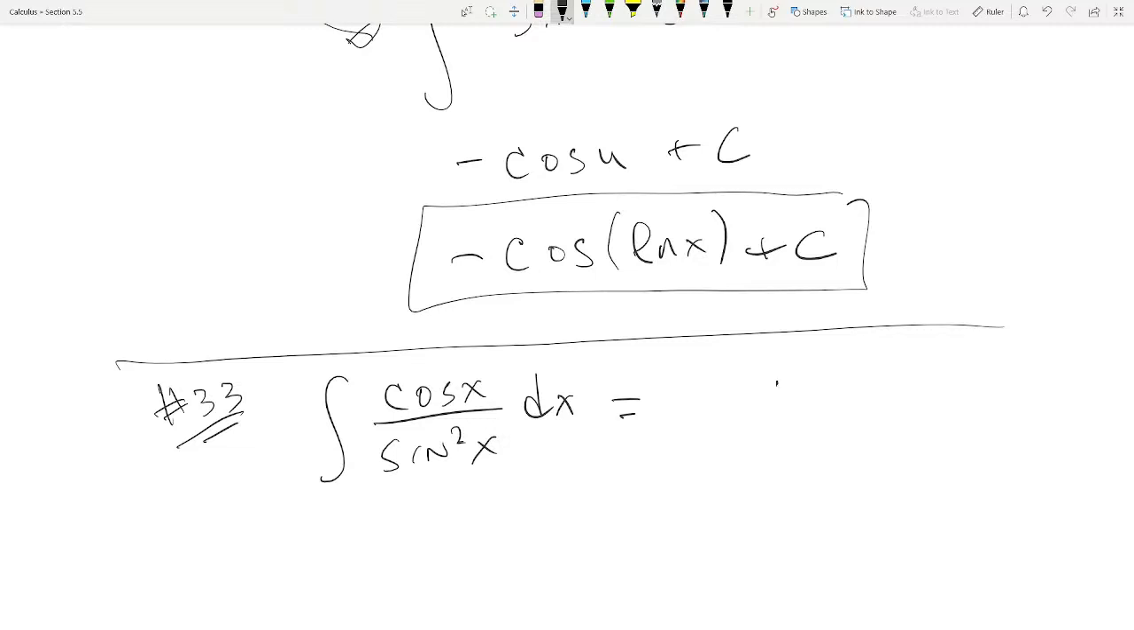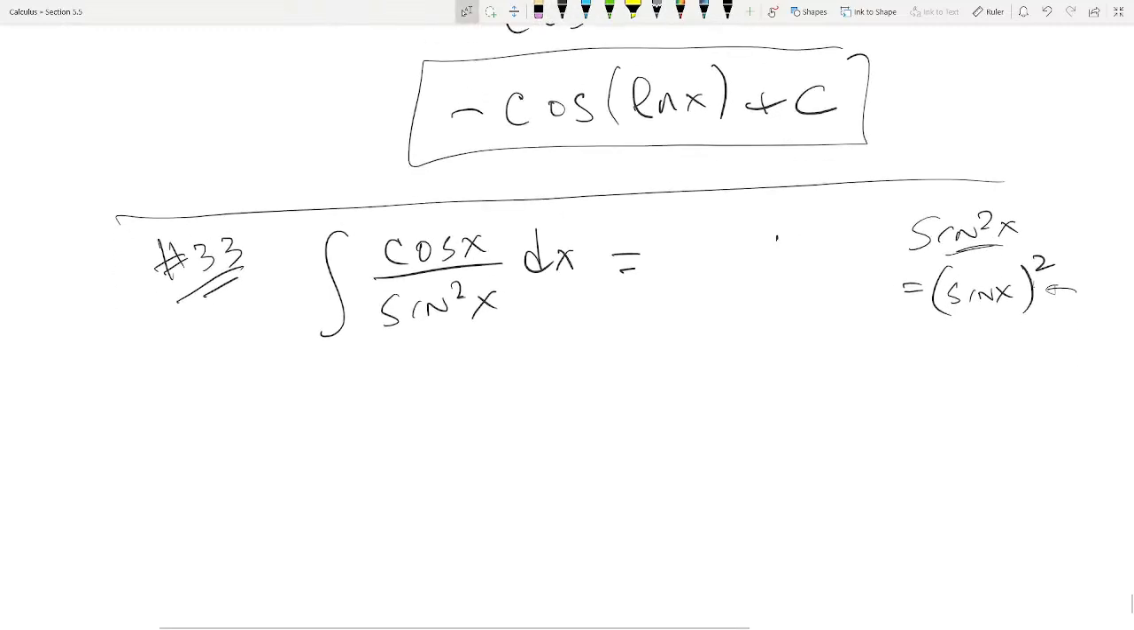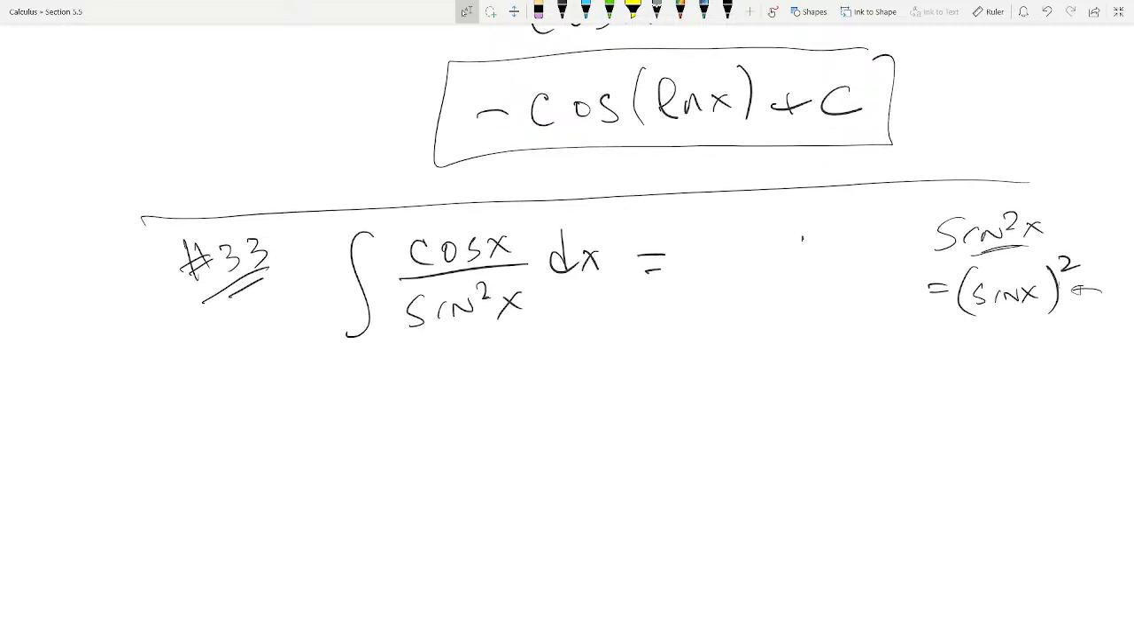Now here I have a power. Remember that sine squared is the same as this. That's not how we write it. We write it with the sine squared like this one, but these are the same thing. And if I write it like this one, then it helps you see a potential u. Actually, I'll talk about that at the end. So let's just finish this one.